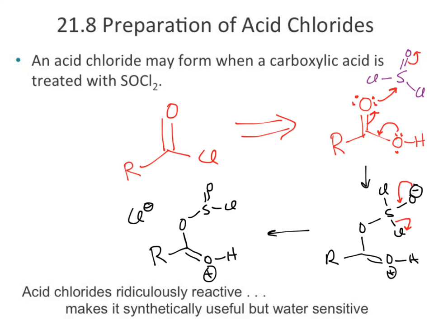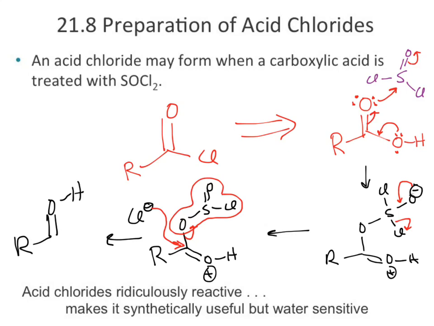Okay. Why is that important? What did we just generate now? Right out here? A really good leaving group. So our chloride can now come in, whoops, attack, kick out our leaving group, and we end up with, which looks pretty darn close to what we wanted to get, right?